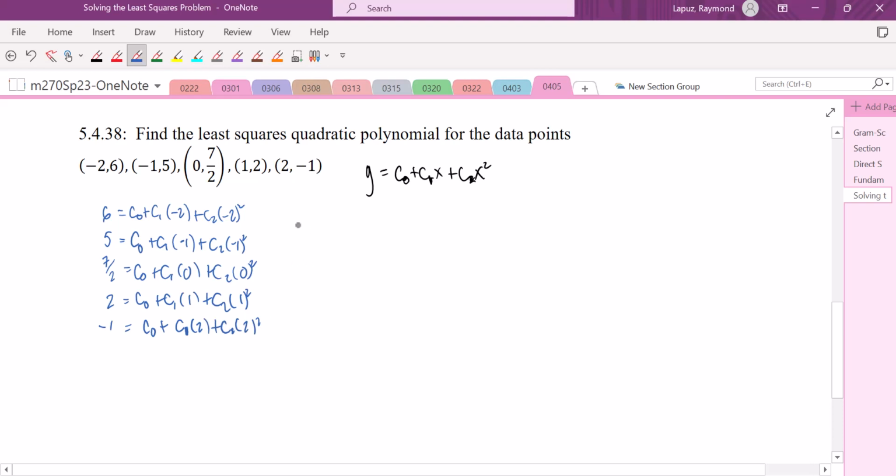Now, let me rewrite it to make it look like a system of linear equations. I will write c sub 0, then minus 2 c sub 1, and then plus 4 c sub 2, and this is equal to 6. And then we'll go on and do the rest of them.